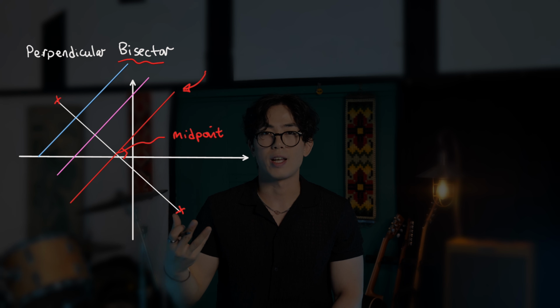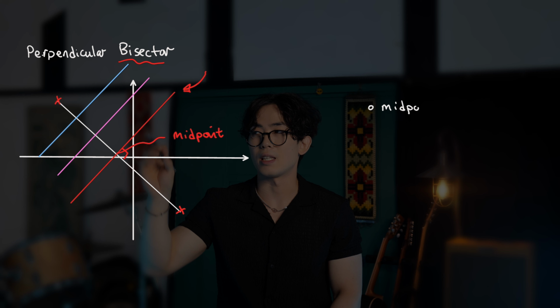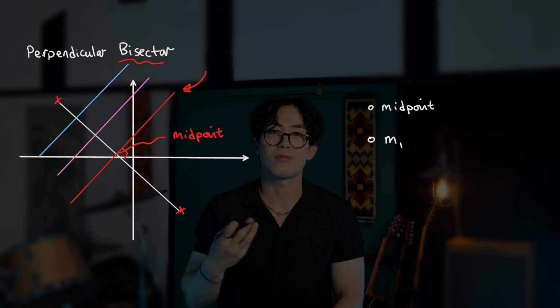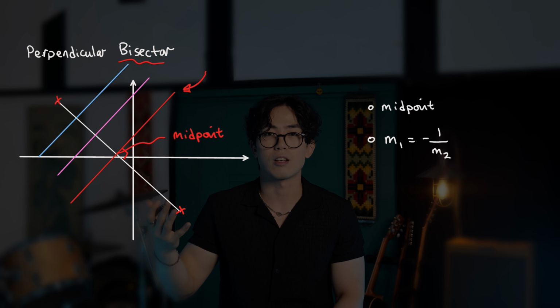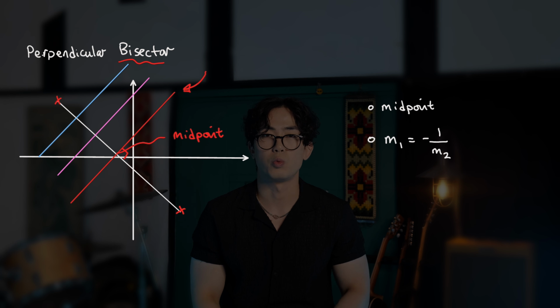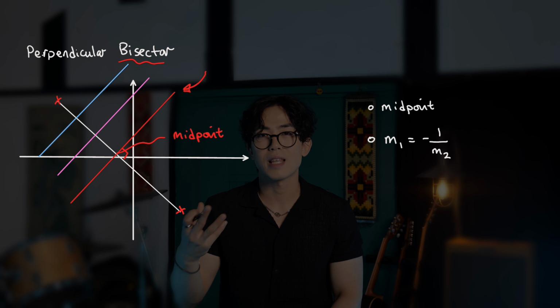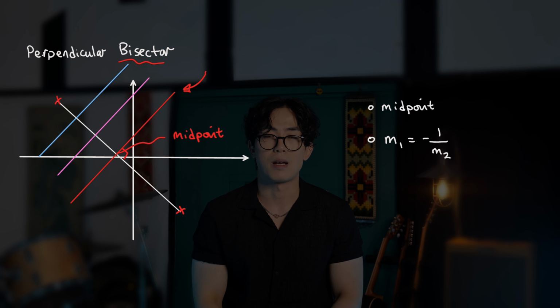This line we need to be able to find, and the way we do that is we use the midpoint value, and we also use the fact that a line and its perpendicular line, because it's 90 degrees, the gradients are actually the negative reciprocals, right? We learned this in the previous chapter. So using that, we can find the perpendicular bisector line.